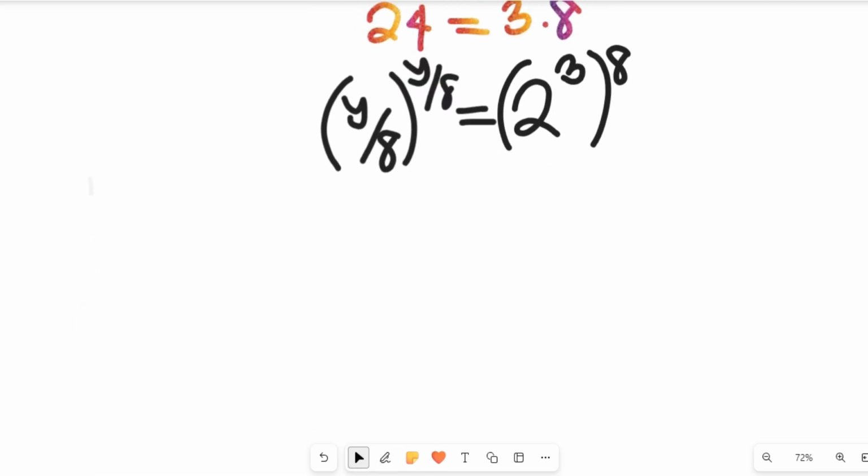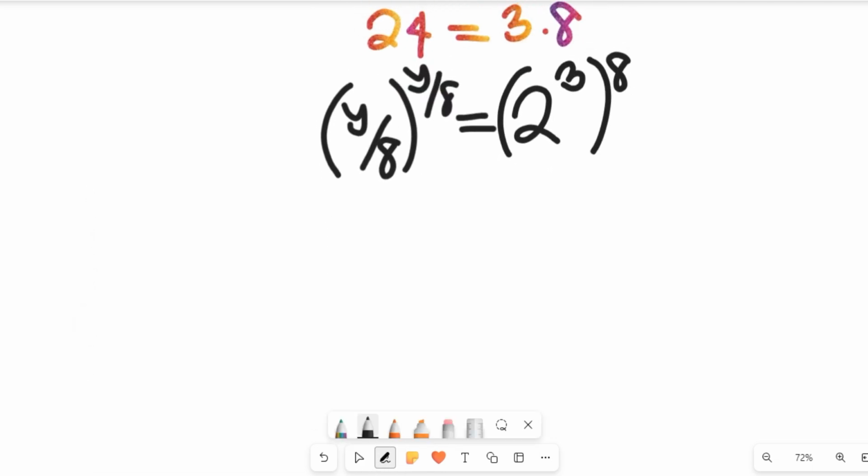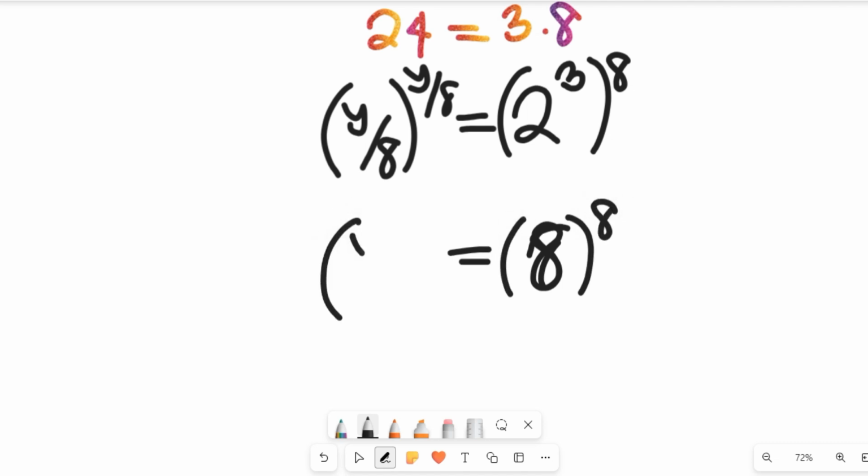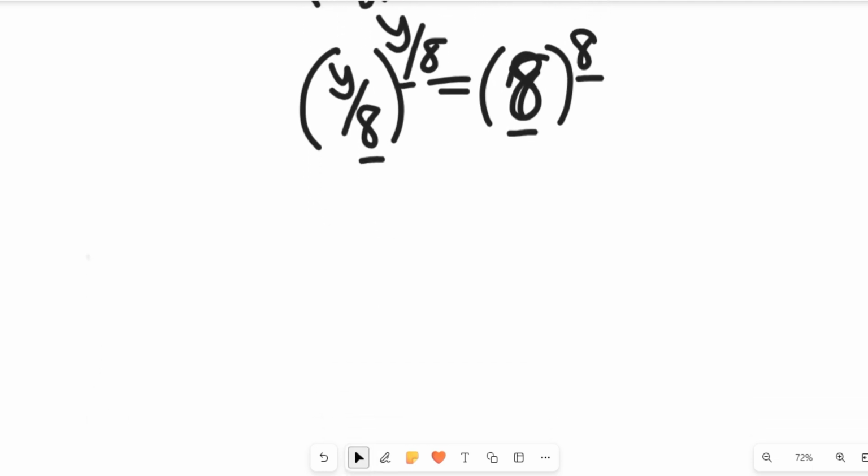Great. So what are you seeing? You see that we are coming to a point in which 2 cubed will be equal to 8, right? And this is 8 to the power of 8. And this will be equal to y divided by 8, all to the power of y divided by 8. So you see, we already have same base, same power on the left hand side and on the right hand side.